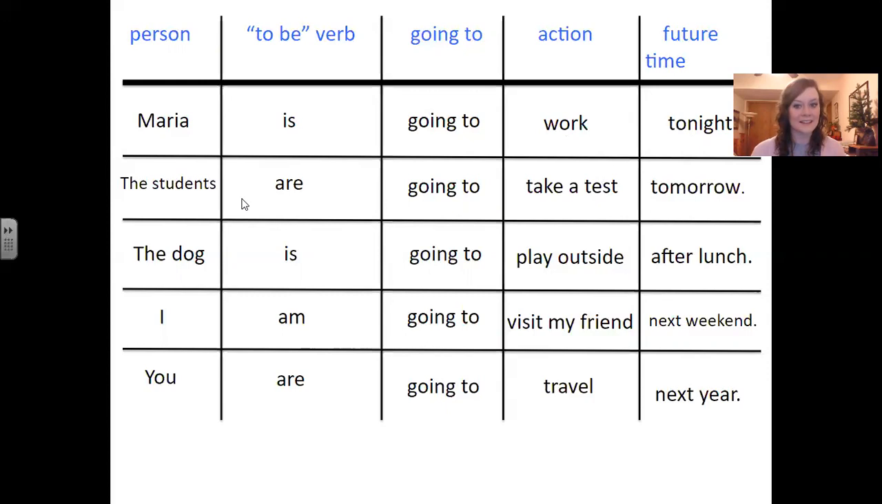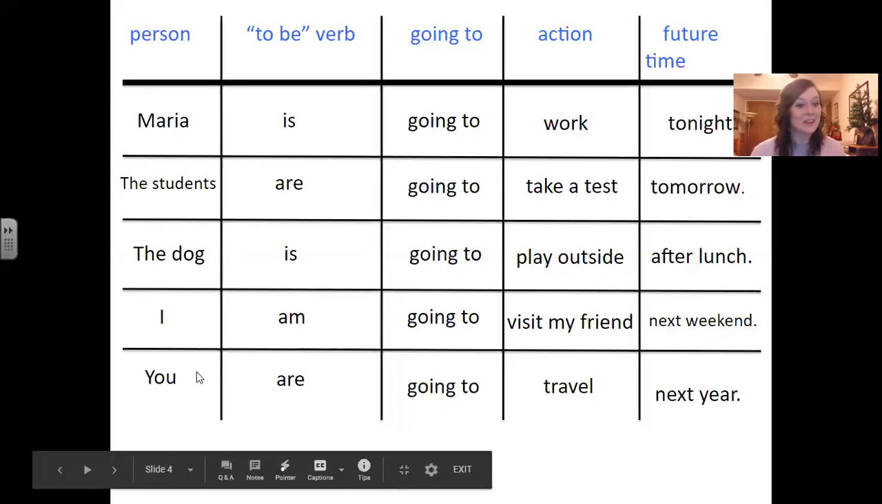Let's read the other examples together. The students are going to take a test tomorrow. The dog is going to play outside after lunch. I am going to visit my friend next weekend. You are going to travel next year.